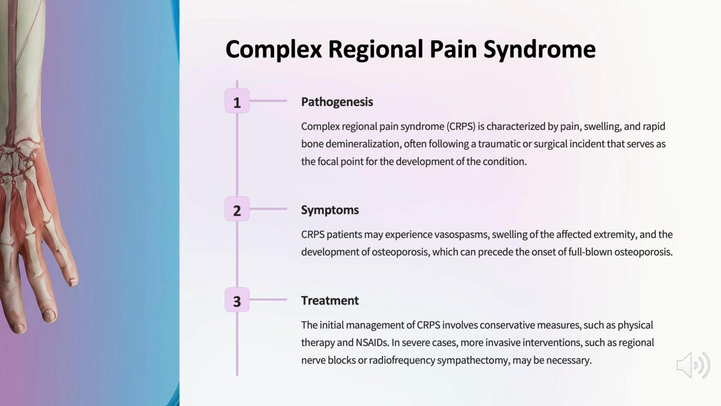Complex regional pain syndrome, CRPS, is characterized by pain, swelling, and rapid bone demineralization, often triggered by a traumatic or surgical incident. Patients with CRPS may experience vasospasms, swelling of the affected extremity, and the development of osteoporosis, which can precede the onset of full-blown osteoporosis. Initial management of CRPS typically involves conservative measures like physical therapy and NSAIDs. However, in severe cases, more invasive interventions such as regional nerve blocks or radiofrequency sympathectomy may be necessary.